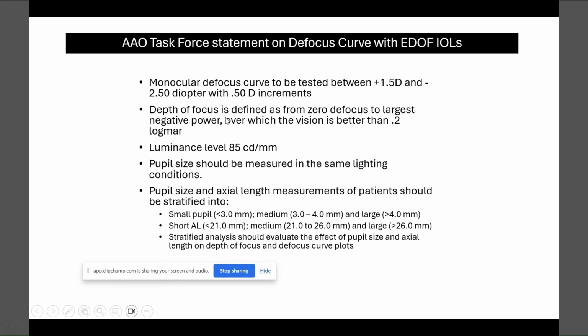Now, depth of focus: how do we define it? Depth of focus is defined from zero, that is, you have now started defocusing. Remember, I started by saying best corrected vision, make the patient 6 by 6, not dilating any power. That's your starting point. From there, what is the highest negative power that the patient is tolerating at 0.2 logMAR, that is, at 6 by 9 or 20 by 32? That's the highest negative power that the patient is tolerating at 0.2 logMAR. Beyond that, it's not the patient's depth of focus. Pupil size should be measured in the same lighting.